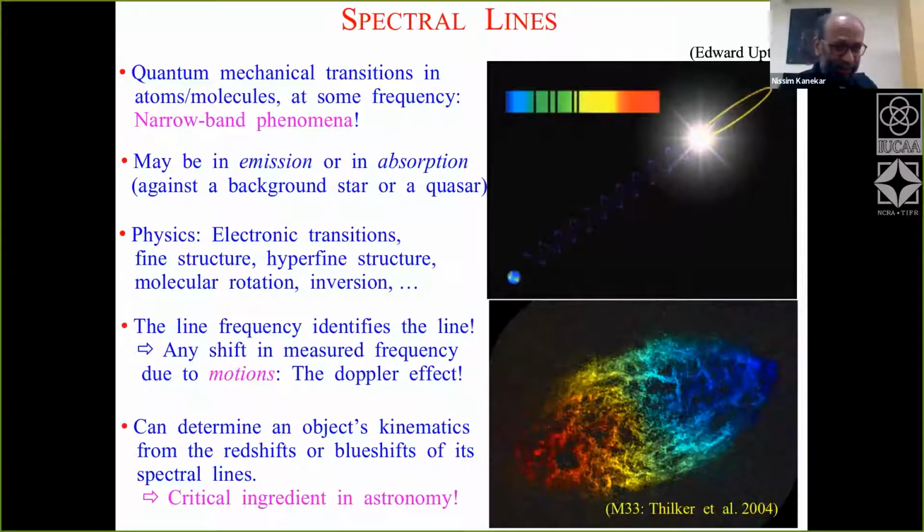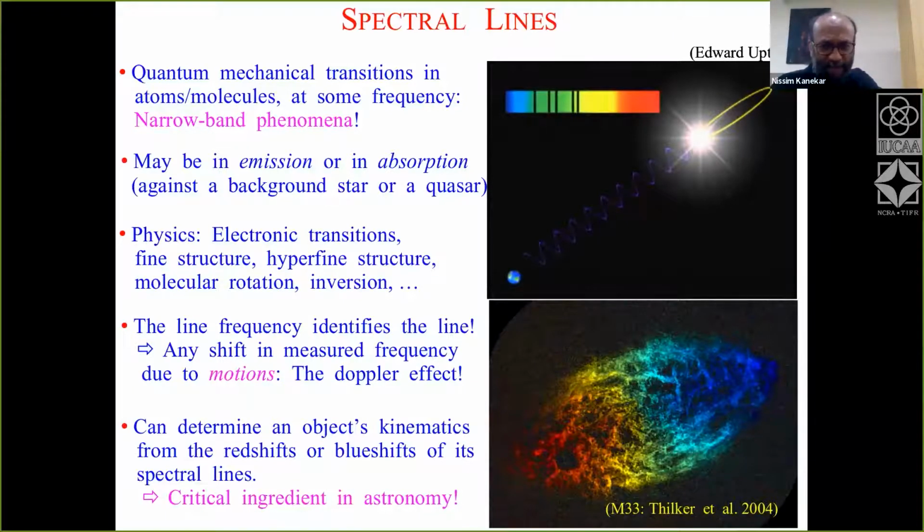And this can immediately also be used to identify the motion of the object. Because I can now measure, just by identifying the lines and then looking at their measured frequency, I can tell you how fast the object is moving away from us or towards us. And this is great. In fact, this was used to measure the expansion of the universe about 100 years ago, 90 years ago. And you can basically determine the object's kinematics from the redshifts or blue shifts of its spectral lines. And this is foundational in astronomy.